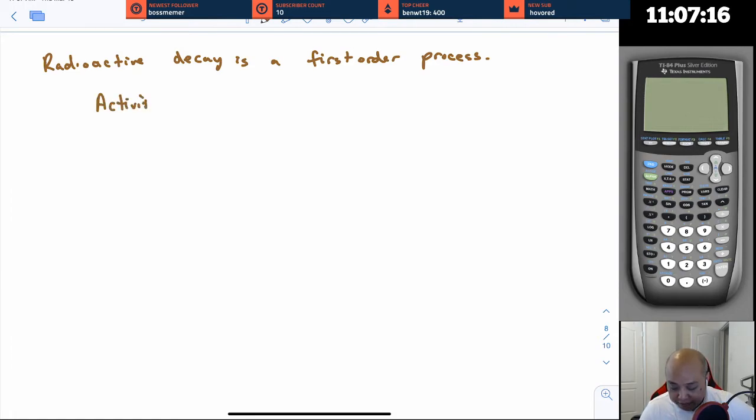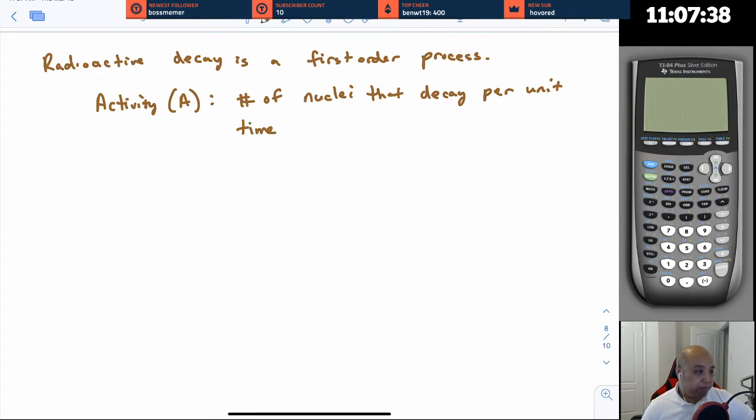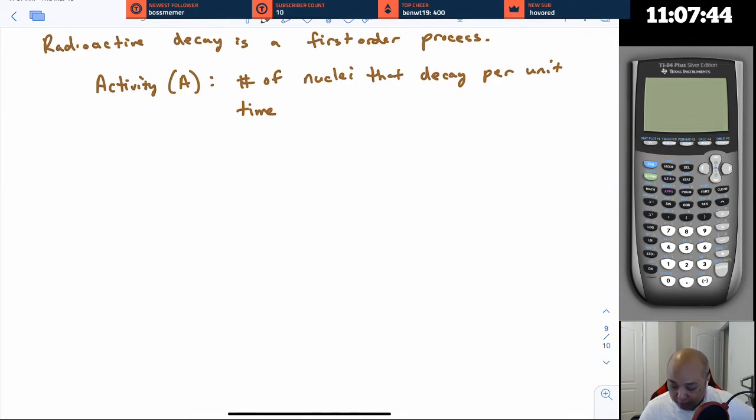it's the idea of activity, which is symbolized by A. Activity is the number of nuclei that decay per unit time. Okay, so what this relates to is A is equal to lambda times the number of particles here.